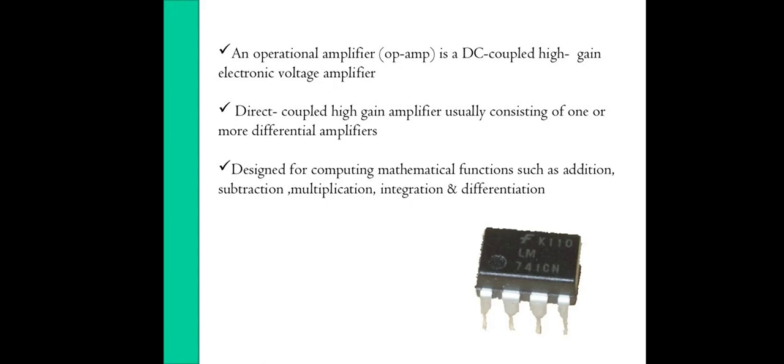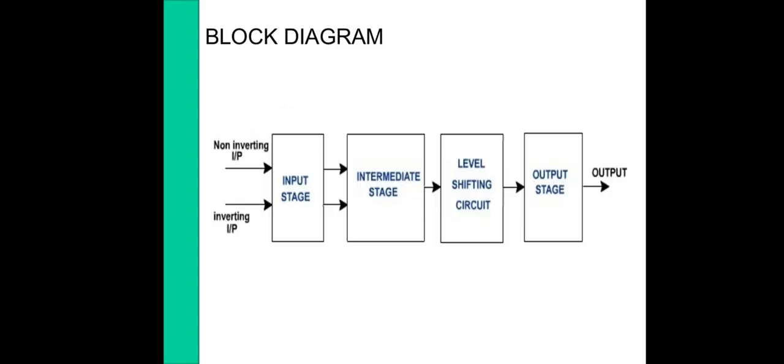The IC given below is the 741 IC. The block diagram of the IC consists of two terminals, the non-inverting input and the inverting input, which are connected to the input stage, followed by the intermediate stage, then the level shifting circuit and the output stage.